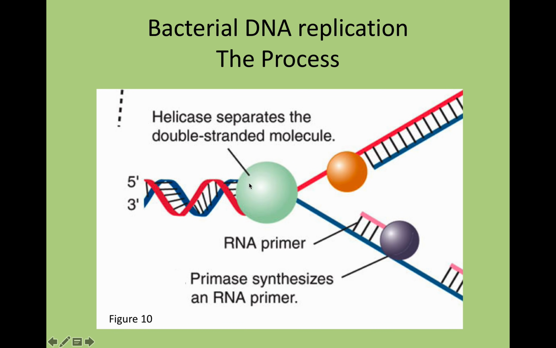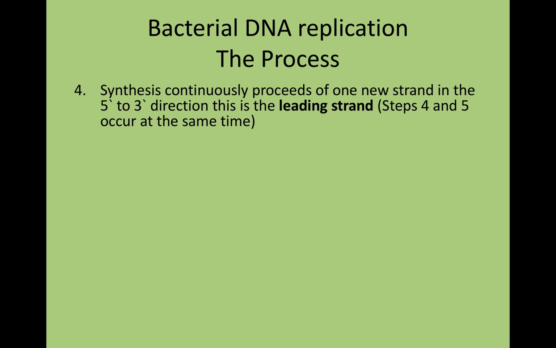So here we have an image with helicase. It's going to be going to the left, separating these two strands of DNA. Primase in purple here is going to synthesize these small RNA primers, providing a 3' end for DNA polymerase. Now, synthesis proceeds continuously on one strand in a 5' to 3' direction towards helicase.